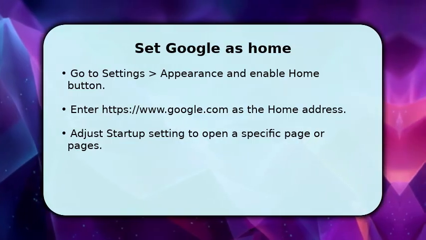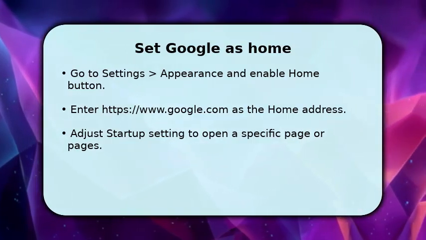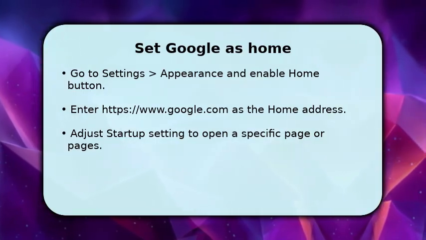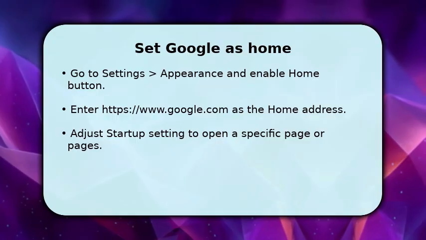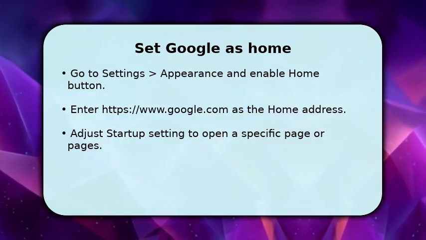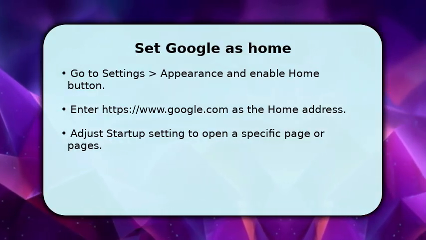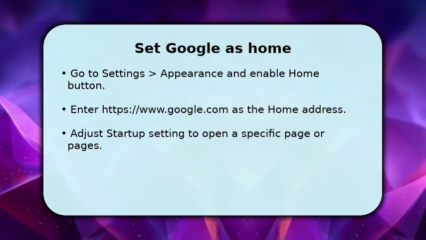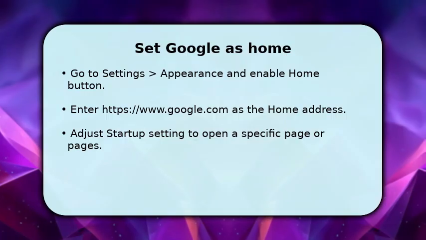Next, open Start, Home, and New Tabs or Startup settings and choose Open a specific page or pages. Click Add a new page and paste the same Google URL. This makes new windows or the Home button land on Google. It's direct and reversible if you change your mind later. Finish by restarting Edge to confirm Google loads with the Home button or on Startup.